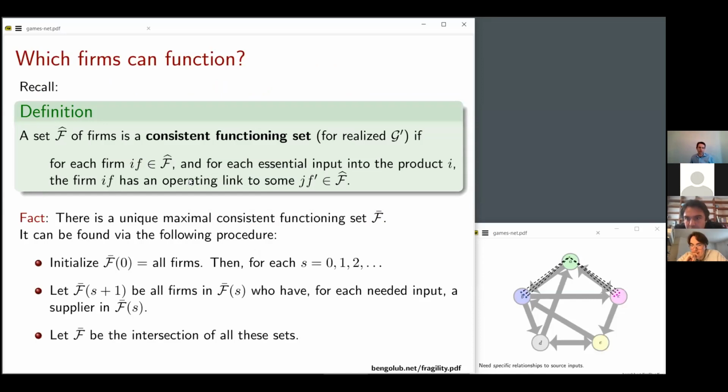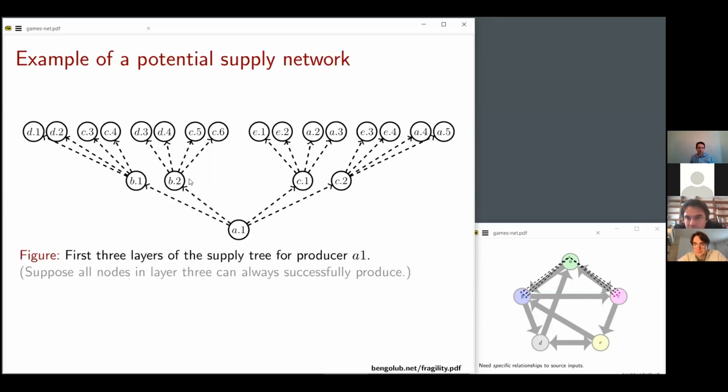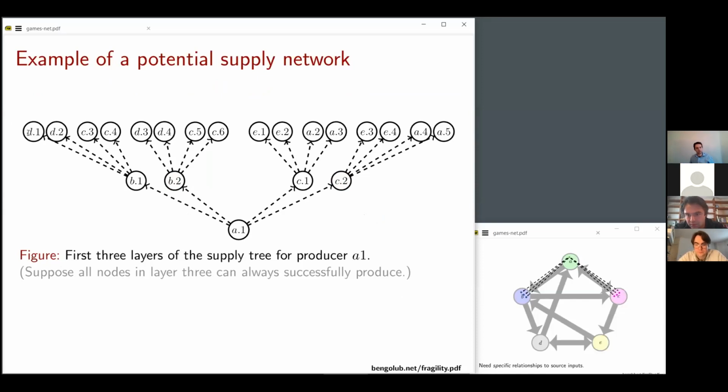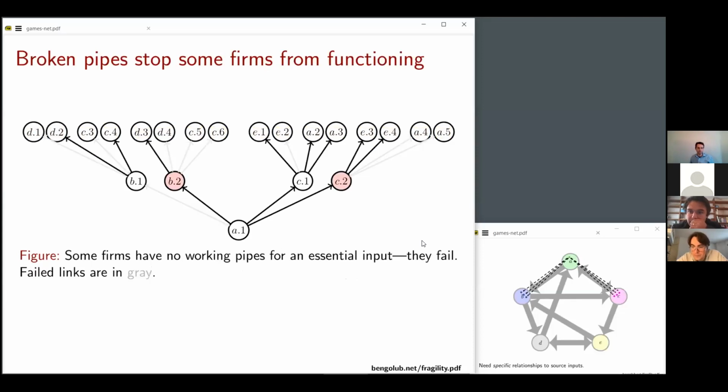I won't go through the algorithm, but I do want to show you in a picture what's going on when we figure out who can function. We're going to imagine, just for simplicity, that all of these guys in the most upstream layer can successfully produce, okay? And when we realize these link realizations, by the way, I'm going to call these pipes. So I'll sometimes say that C here has no working pipes to source A inputs, right? You can imagine that these are pipes. Some of them are open, some of them are blocked up, and the blocked up pipes can't ship anything, even if there's something to ship into them.